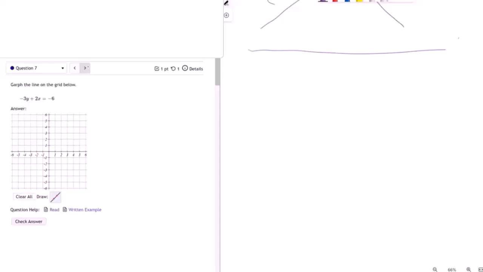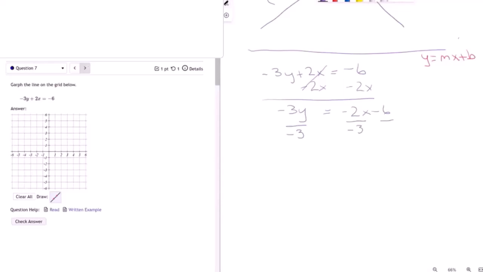Now we have something in a little different format, don't we? Again, this is really harder to graph because you would have to pick 2 points and all that. Remember, I always want things in the form y equals mx plus b. I'm going to subtract 2x from both sides, and I get minus 3y, these cancel, equals minus 2x minus 6. And then I have to divide both sides by -3. And I just divide each piece by -3.